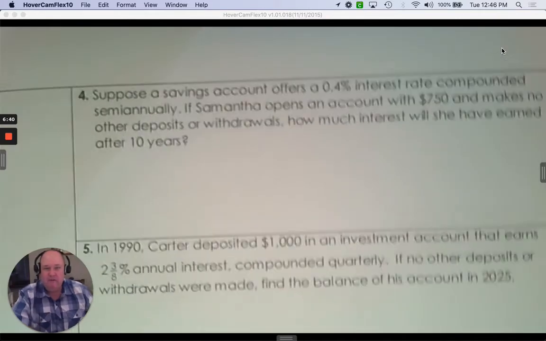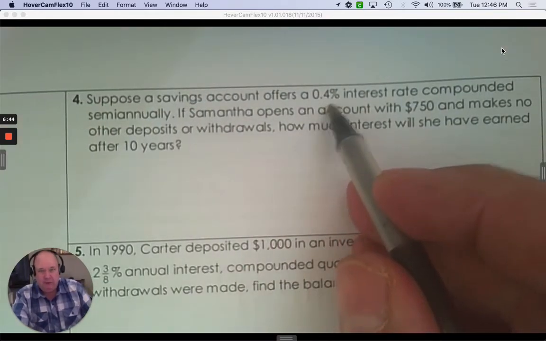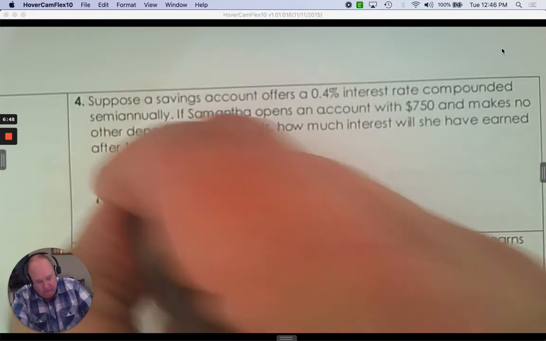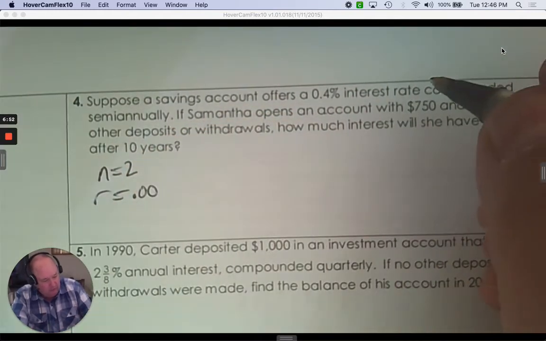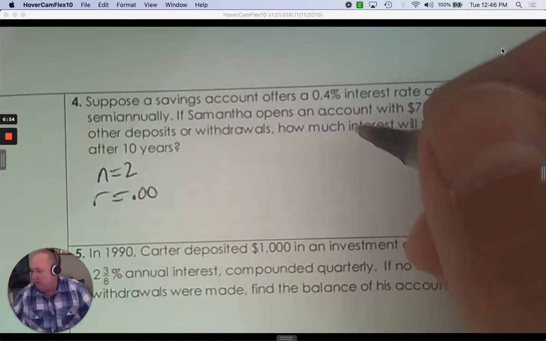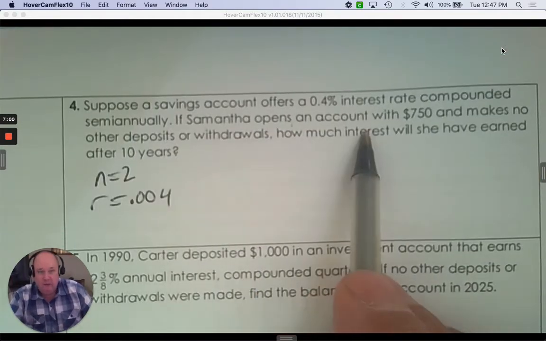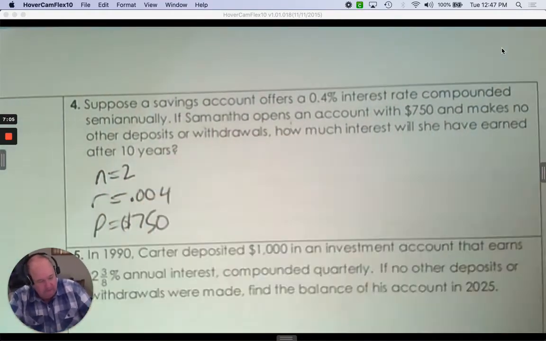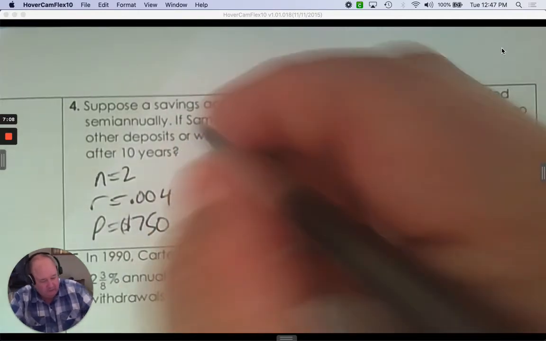Number 4. Suppose a savings account offers 0.4% interest compounded semi-annually. So that's the interest rate as a decimal. Be careful here, right? You've got to move it twice. So that's 0.004. If Samantha opens an account with $750, how much will she have earned in 10 years?